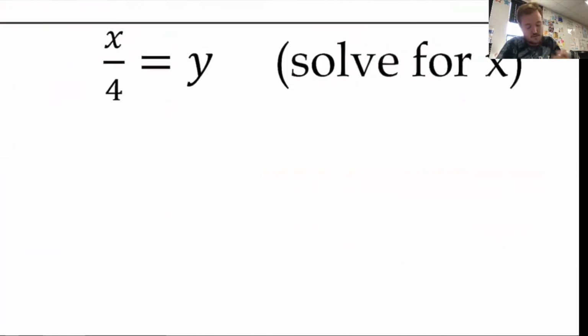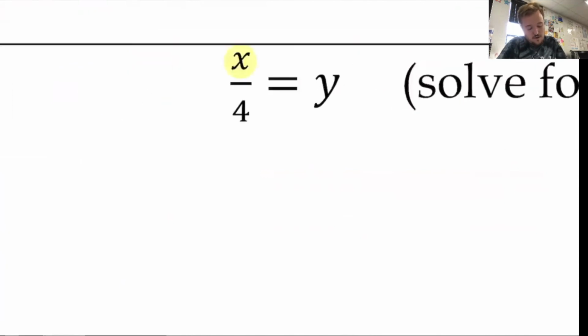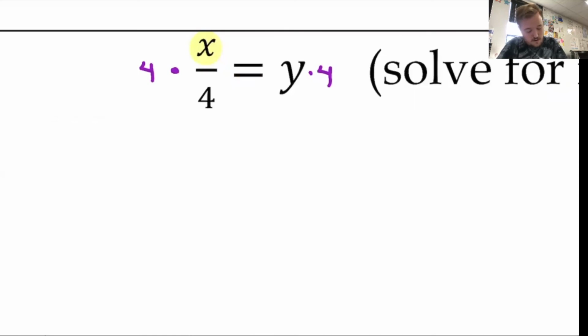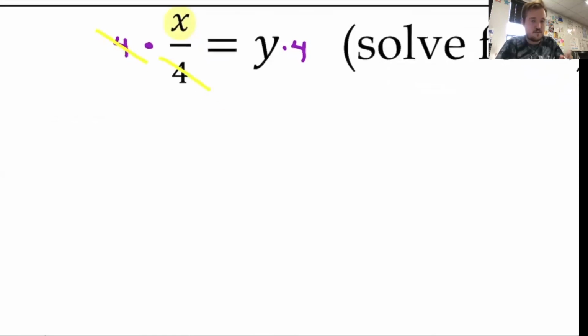All right, so for this one, we are solving for x. So I need to get rid of this 4 down here in the bottom. What this is saying is I have x divided by 4. The opposite of division is multiplication, so I'm going to multiply both sides by 4. When I multiply, this 4 and this 4 simplify to 1. So I have x equals 4y.